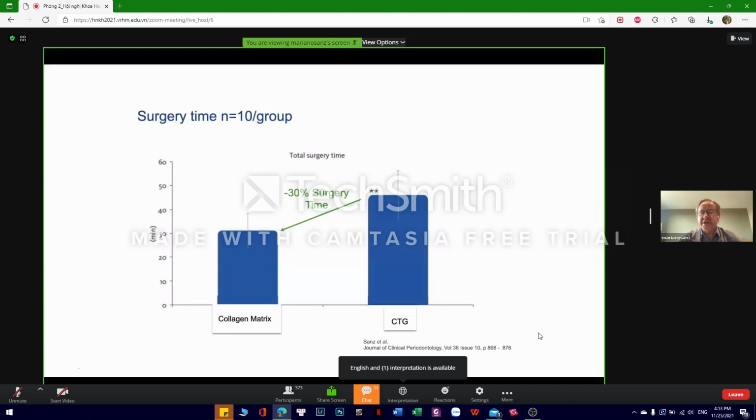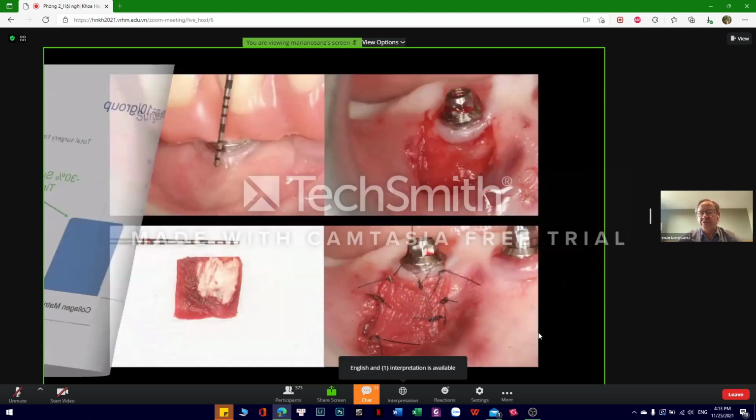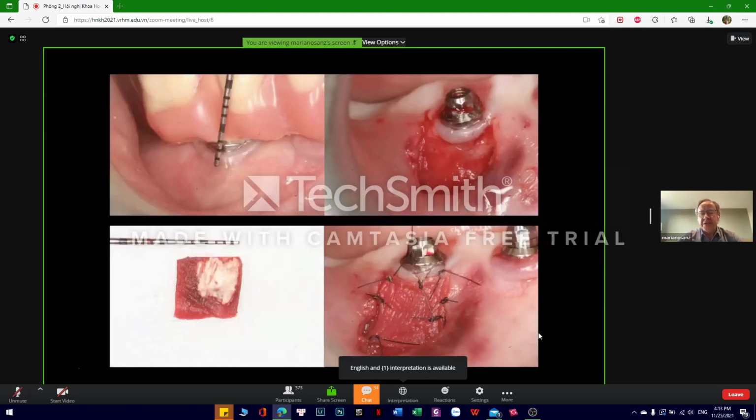And this was exactly the same obvious in terms of surgical time, because the avoidance of this second surgery turned into a lesser amount of time. So here you see some clinical cases where we perform this apically positioned flap.